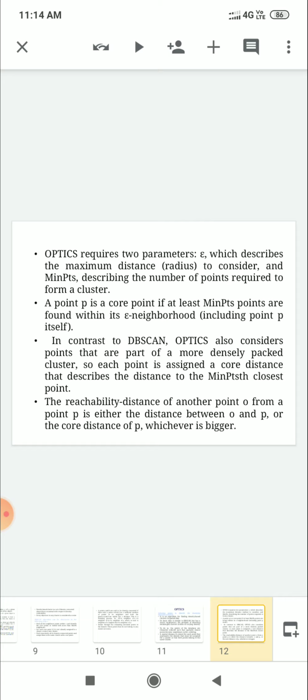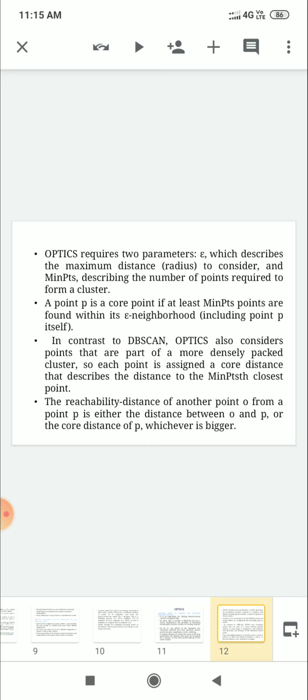Another term is core object. When does a point become a core object? A point P is a core object if at least minimum points are found within its epsilon neighborhood. That is, if there is a point P and we draw a radius around it, that radius is known as epsilon, and within that radius there should be some minimum points. Then that point becomes a core object.